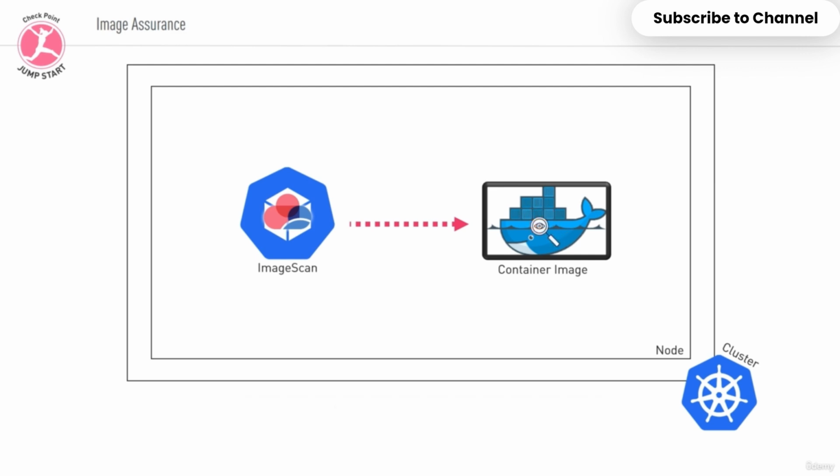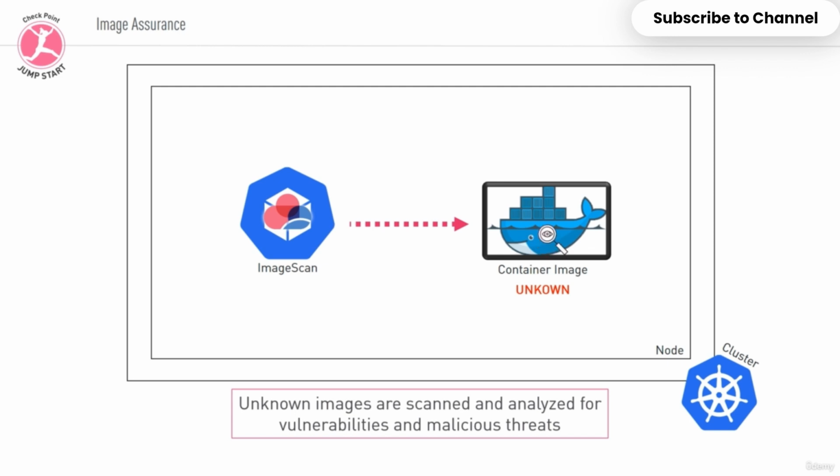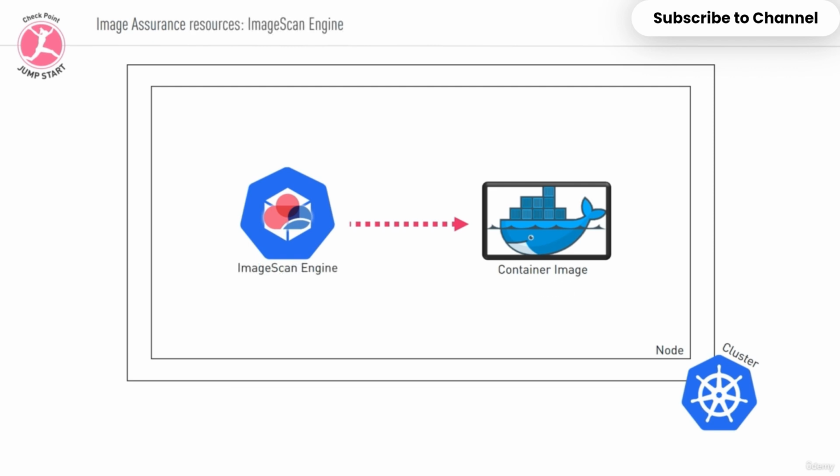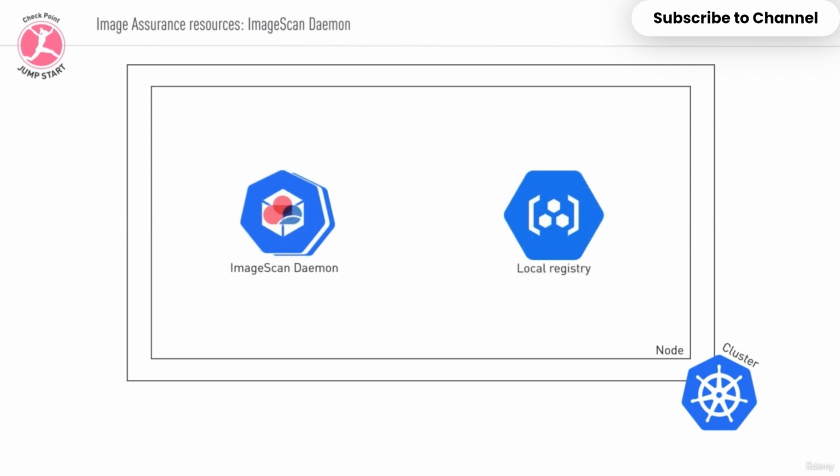If an agent identifies an unknown image, the agent scans and analyzes the image to find vulnerabilities, exploits, malware, viruses, trojans, credential leakage, and other malicious threats. Image assurance uses the following resources. The image scan engine, which is responsible for analyzing and scanning the image locally. This agent sends the backend the necessary information to complete the scan. And the image scan daemon, which is a Kubernetes daemon set that checks the local registry on every node to find the deployed images on the node.